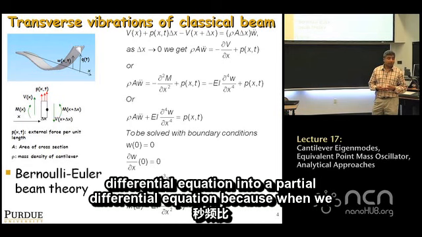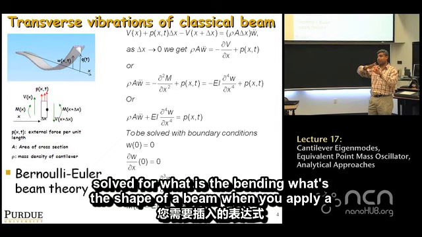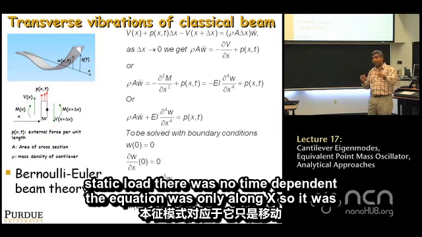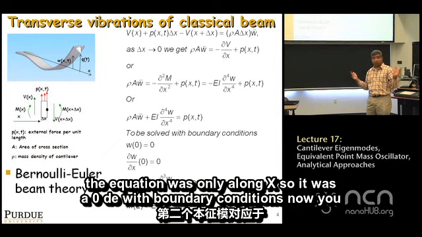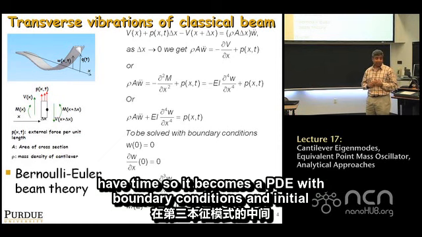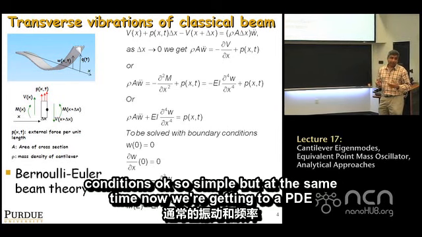Because when we solved for the shape of a beam when you apply a static load, there was no time dependence. The equation was only along x. So it was an ODE with boundary conditions. Now you have time, so it becomes a PDE with boundary conditions and initial conditions. Okay? So simple, but at the same time, now we're getting to a PDE effectively.